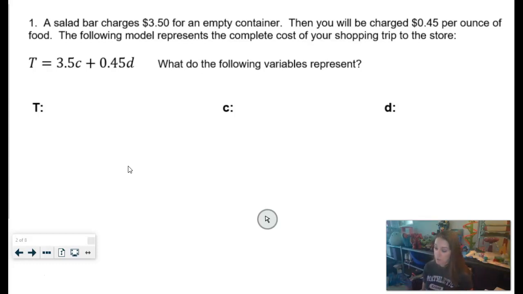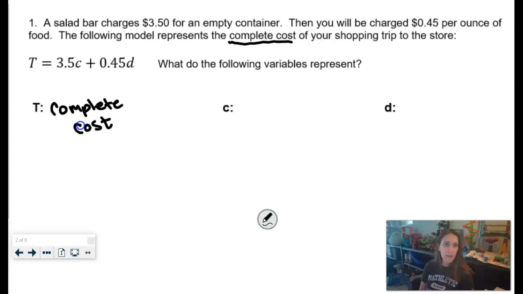And here you want to be really specific, but be accurate at the same time. So T, I always think of it as the total because it's like T equals, so that's what the customer's paying. So you could say the total cost, or you can steal some words straight from the problem. It says the complete cost. That works for me. All right, now here's where it's going to get a little dicey. C, what does C represent?